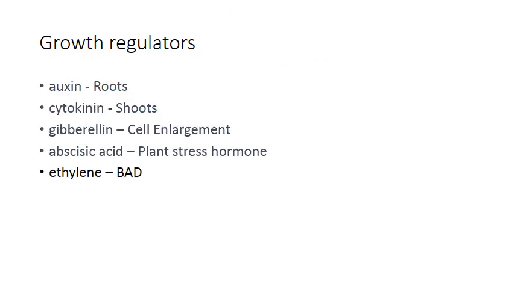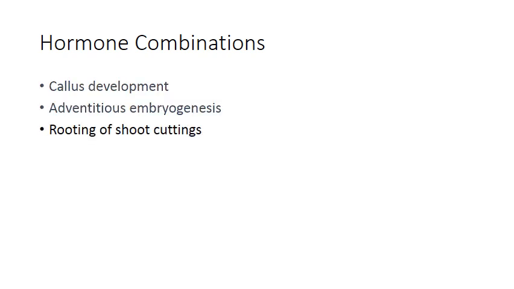Coming to the growth regulators, first and foremost is auxin, which is required for root development, cytokinin for shoots, gibberellins for cell elongation, abscisic acid as a plant stress hormone, then ethylene, which is not required, but we will discuss them one by one. There are certain hormonal combinations for callus development, adventitious embryogenesis, rooting of shoot cuttings, and adventitious shoot and root formation.